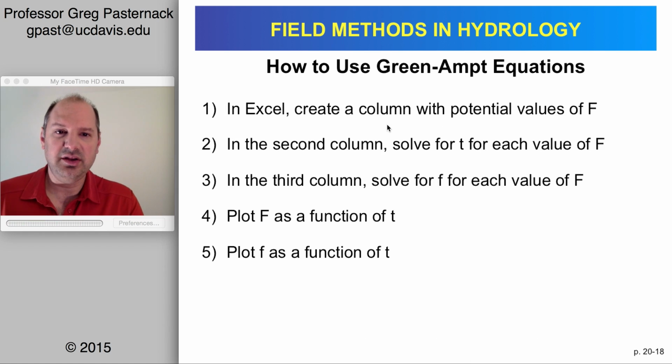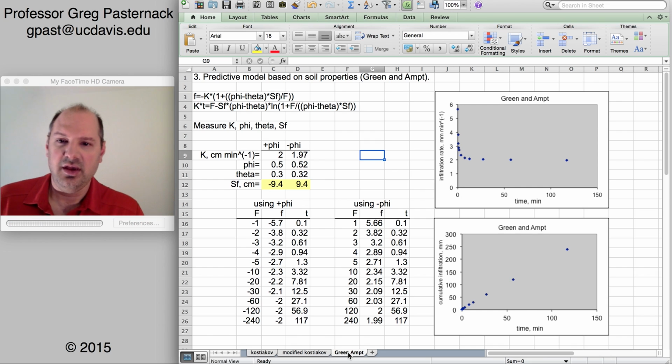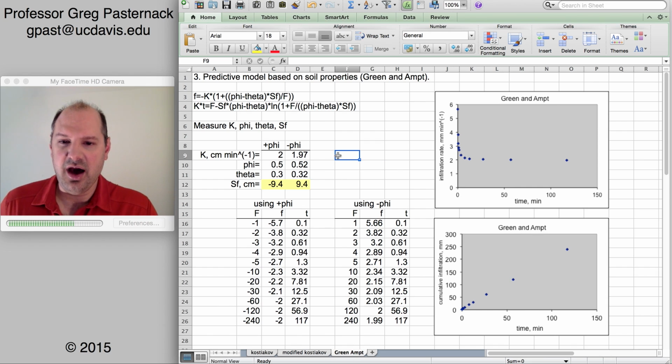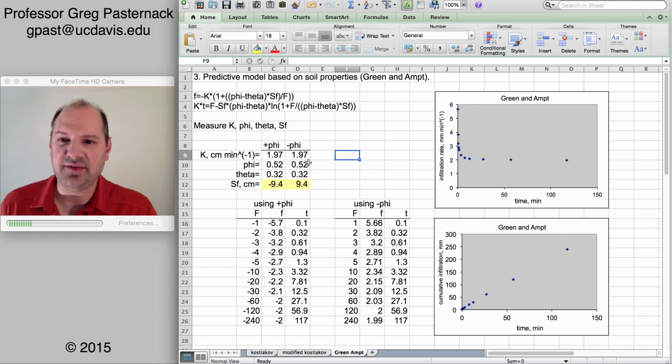Okay, so how does this work in practice? If I go back to the Excel spreadsheet, I can now click on the Green-Ampt. What I have here, I have this solved both using positive and negative numbers, but let's just stay with the positive values. Okay, and so what we have here, let's see, okay, well this is all the same. I mean, oh yeah, 1.97. Everything here is the same, just looking at the units differently.